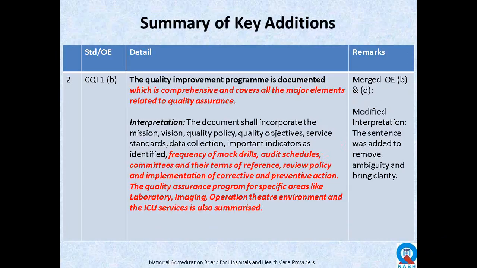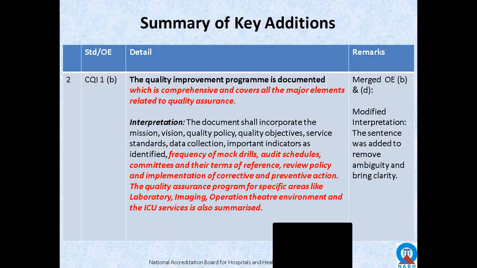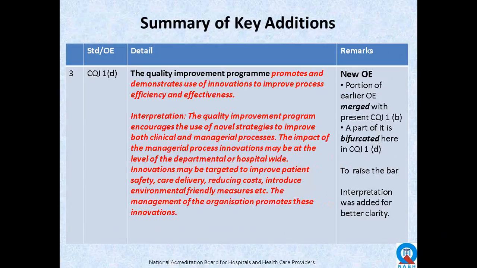The quality improvement program is documented, which is comprehensive and covers all major elements related to quality assurance. Here the interpretation has been modified, where the following has been added: frequency of mock drills, audit schedules, committee and terms of reference, review policy, and implementation of corrective and preventive action. The quality assurance program for specific areas like laboratory, imaging, operation theatre, environment, and ICU is also summarized. So this has been added.